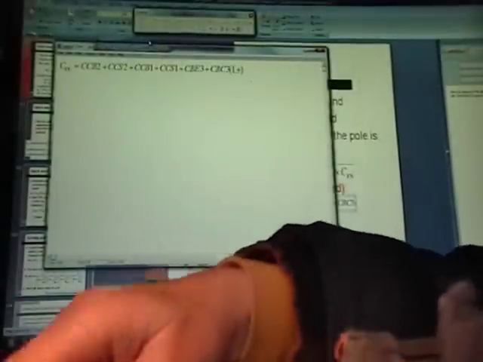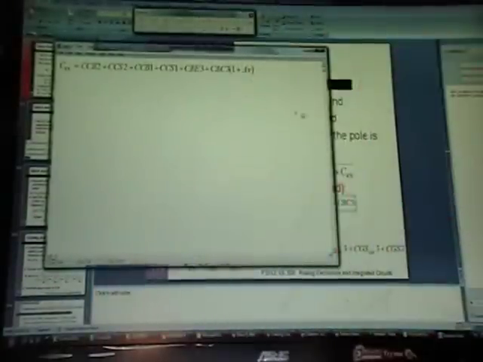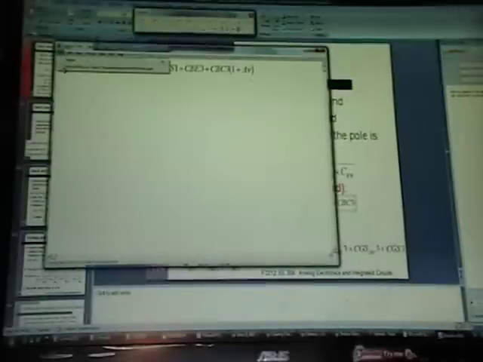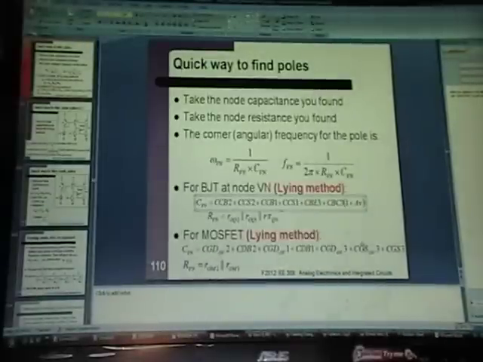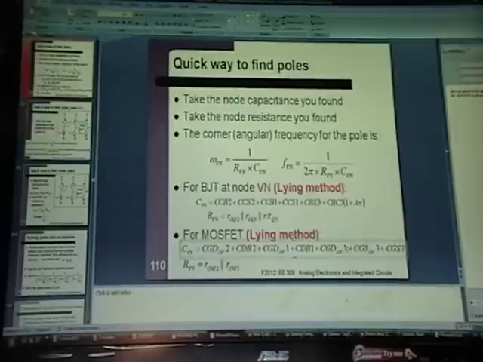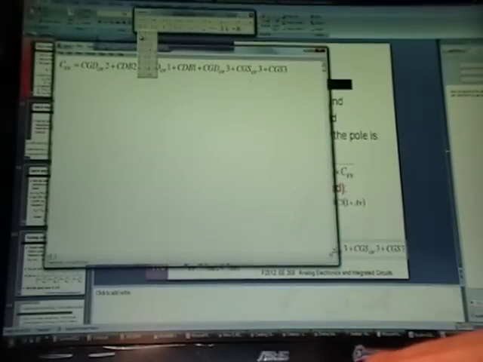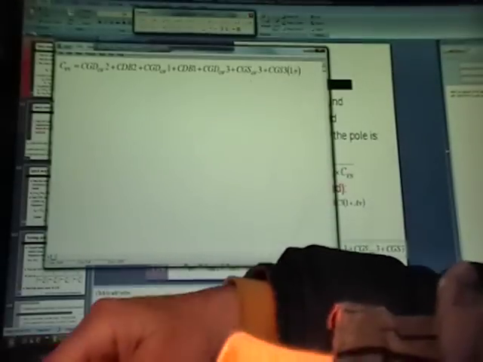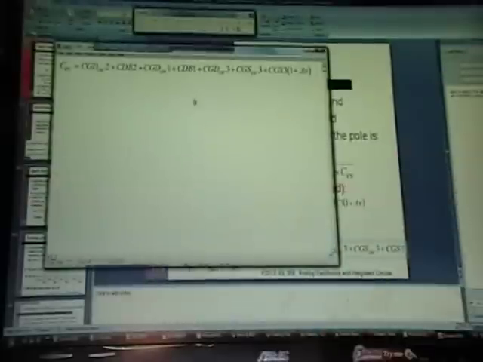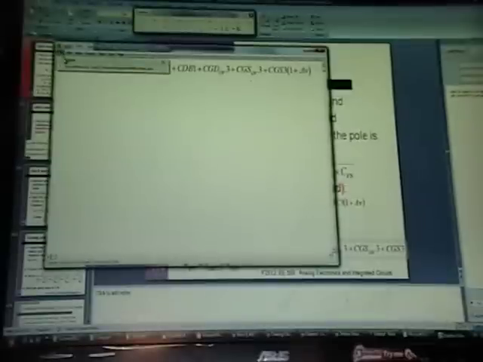1 plus Av. And for the MOSFET, same thing. And that should actually be absolute value.